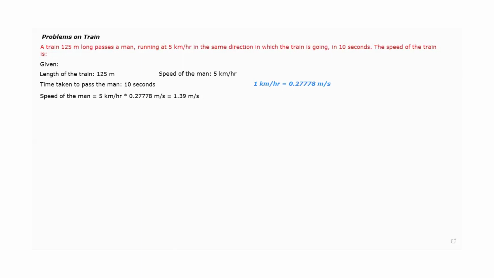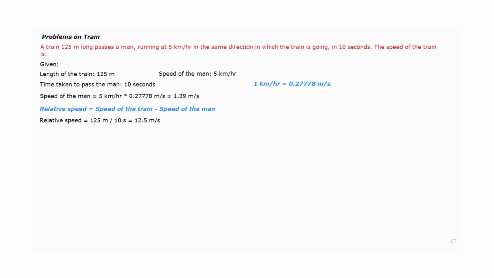Next, we know that when the train passes a man running in the same direction, the relative speed between them is the difference in their speeds. Relative speed equals speed of the train minus speed of the man. We are given that the man is being overtaken by the train. So the train's speed relative to the man is, relative speed equals 125 meters over 10 seconds equals 12.5 meters per second.